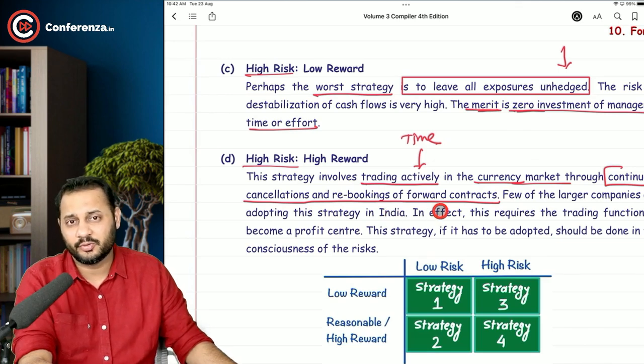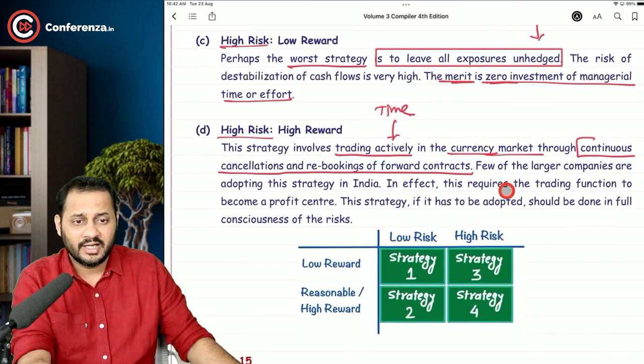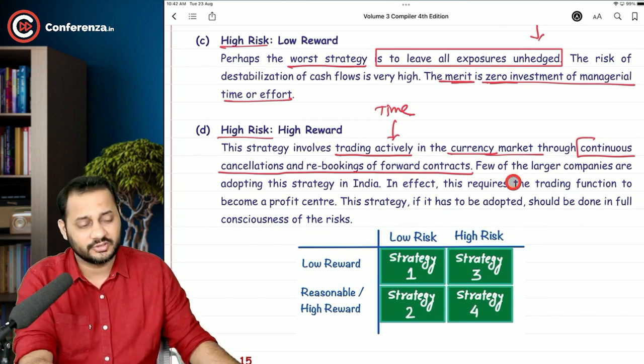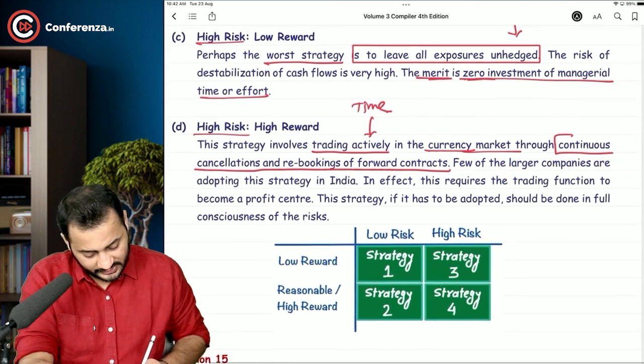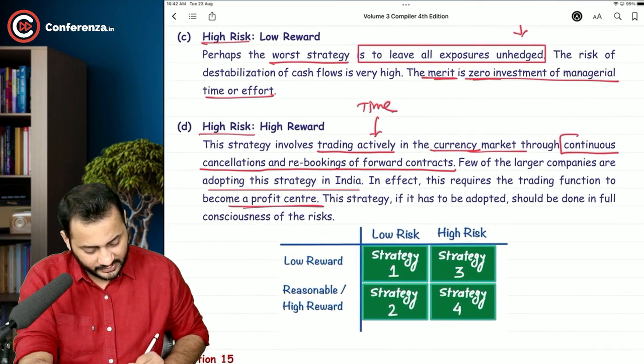That's the most important part, because this involves a lot of time and efforts. Few of the larger companies are adopting this strategy in India. In effect, this requires the trading function to become a profit center. This strategy, if it has to be adopted, should be done in full consciousness of the risk. So this is being adopted by a lot of companies in India. It is becoming a profit center also.